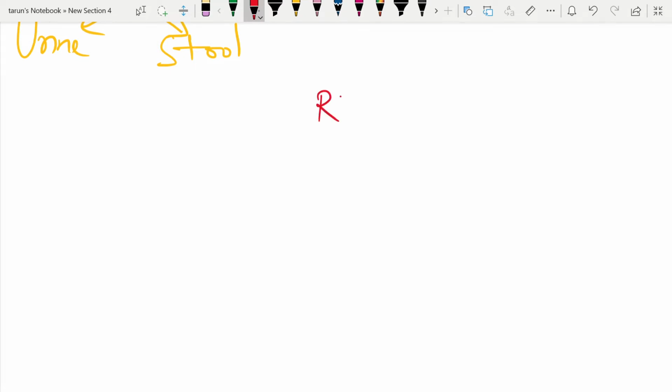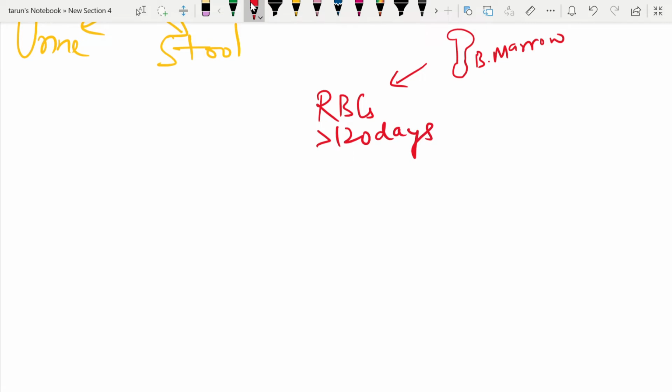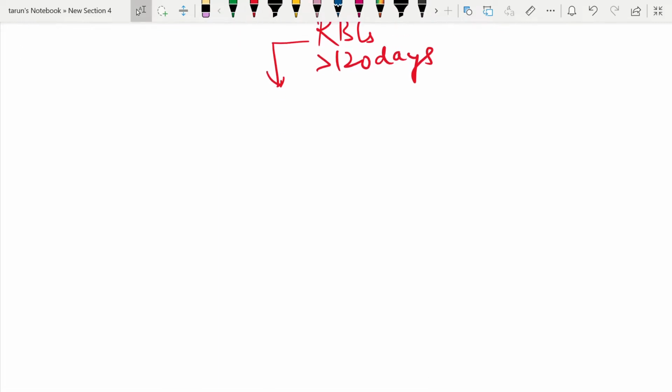The RBCs are the red blood cells, which are produced in the bone marrow. And once they have become old, that is, their lifespan is 120 days, they are destroyed in the spleen.